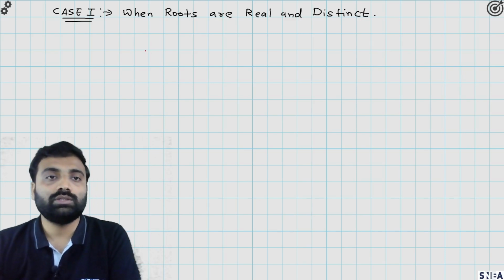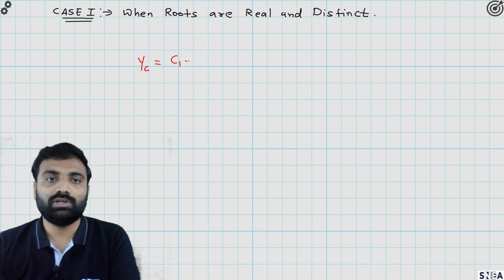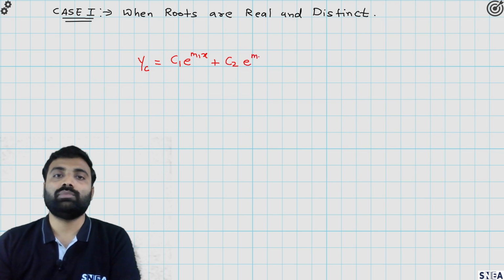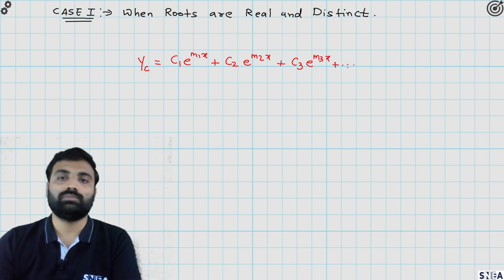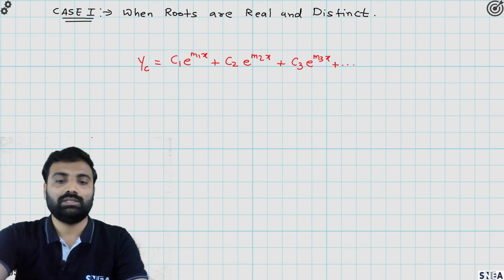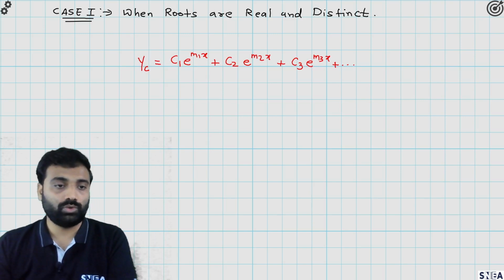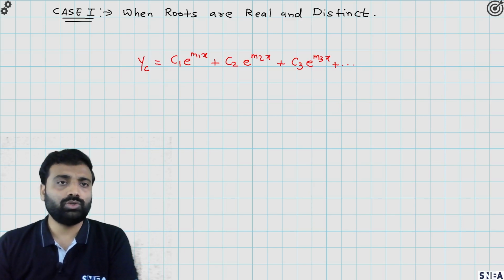It is written as yc equals c1 e raised to m1x plus c2 e raised to m2x plus c3 e raised to m3x, and so on and so forth. This is the answer that you are going to write, students. But how to utilize it?